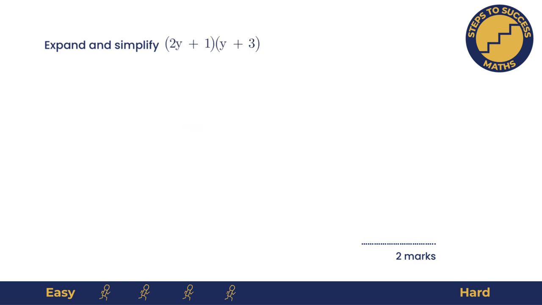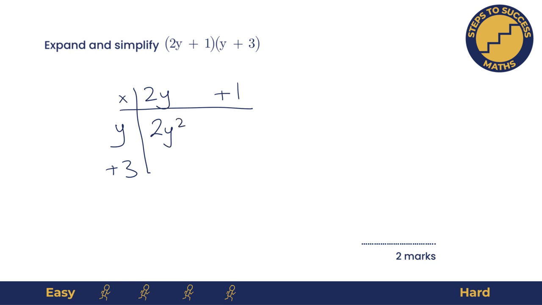Expand and simplify. Bracket 2y plus 1, bracket y plus 3. So using our grid, 2y plus 1, y plus 3. y times 2y, so that's 2y squared. y times plus 1, that's just plus y or 1y. 3 times 2y, so that's going to be 6y. And 3 times 1 is 3.